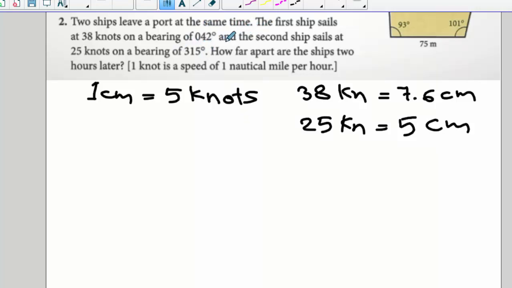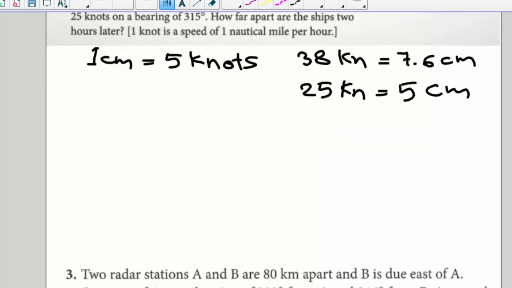One of them is 42 degrees, the other one is 315 degrees. On these lengths, then we measure the distance between the first ship and the second. The port, let's say this point is the port. Okay, port.